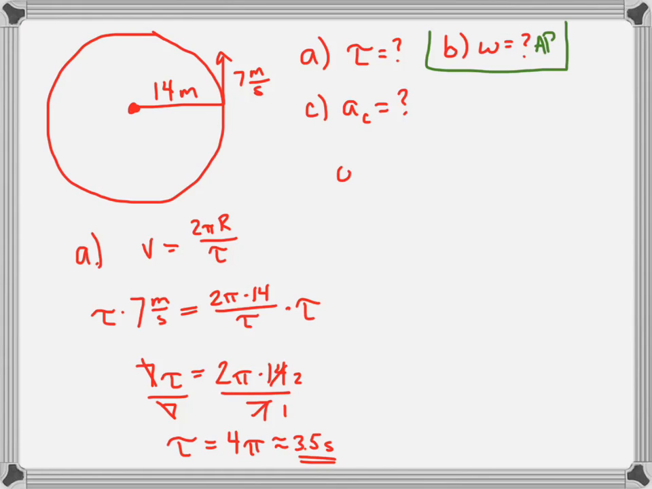Part B. Part B is very quick. Omega is equal to v divided by r. So we just need to take 7 divided by 14, and we find that this is going at an angular velocity of 0.5 radians per second.